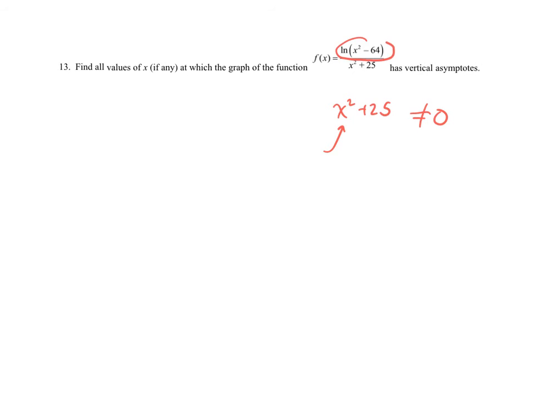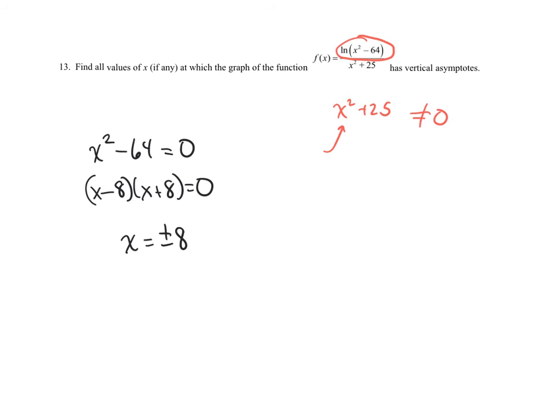But I have a log. And remember, anything you plug in that makes the log 0 would also be an asymptote. So I also have to look at x squared minus 64 and see where that equals 0. And this actually has 2 zeros, because I could factor this and make it x minus 8, x plus 8 equals 0. So x is going to equal plus or minus 8. So those are going to be my 2 vertical asymptotes, plus or minus 8. Again, I'd really encourage you, especially on the asymptote problems, graph it. It's a really nice way to check if you have it correct.